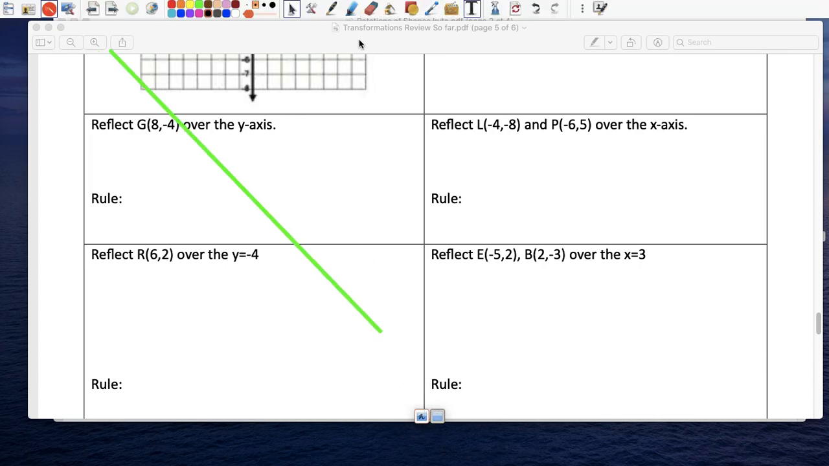Pretty simple. Okay, this one, take point G. Again, on the test, it won't kill you to do this. Maybe a little bit in the corner. 8, negative 4. Notice that the x is positive, the y is negative, so that would put it here. So point G is right here. I'm going to reflect this over the y-axis. So this is the y-axis. Point G is going to go from there to here, and this is where G prime is going to be.